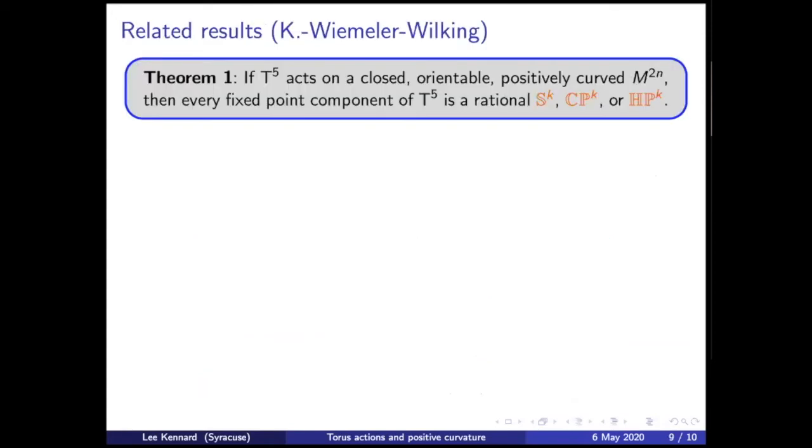And this gives us this theorem. This is really the main theorem for T5 symmetry that we have. It says that all of the fixed point components are one of these three model spaces, at least at the level of rational cohomology. That's what I mean here, rational cohomology.